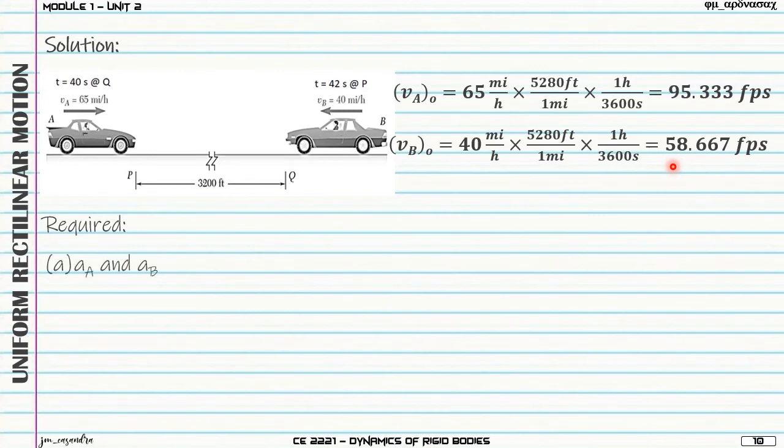Then for our second question, the time that they will pass at a certain point. So meaning, kung saan sila nag-meet. And then C is the speed or velocity of vehicle B at the time na they meet or pass each other between P and Q.